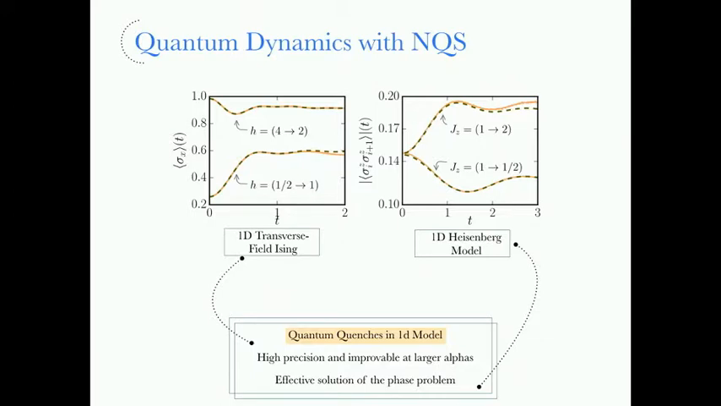We've done that here for a 1D transverse field Ising model and the 1D Heisenberg model, where we quench quickly, so it's highly non-equilibrium, and things work pretty well for times up to about 2 or 3, where it starts getting hard even for the DMRG calculations. So it works amazingly well also for dynamics.